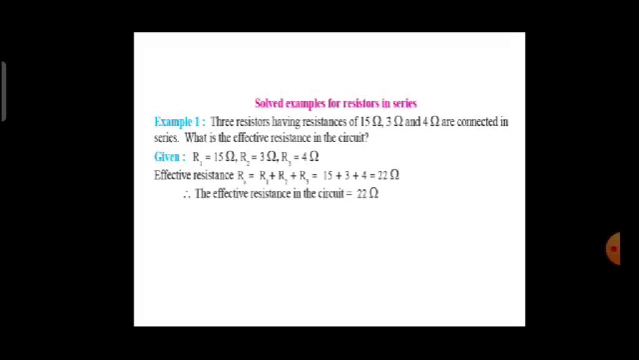Now let us see the solved examples related to resistors in series. You can see here three resistors having resistances of 15 ohm, 3 ohm and 4 ohm are connected in series. What is the effective resistance? So now, effective resistance, we know RS is equal to R1 plus R2 plus R3. So it will be 15 plus 3 plus 4, that is 22 ohm.